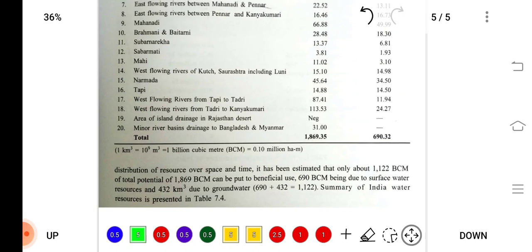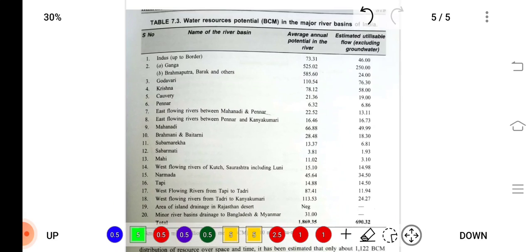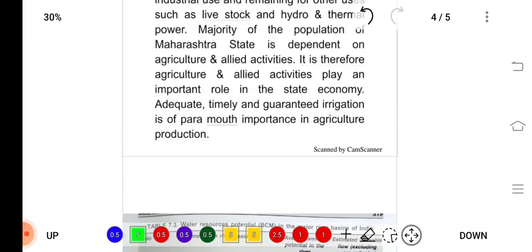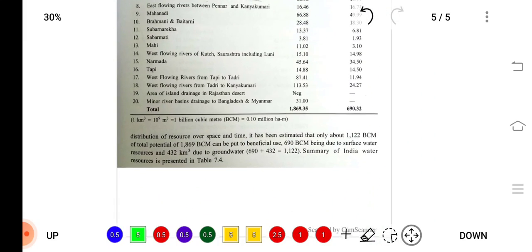So I hope all of you understand what the resources are, and what the situations are over India and Maharashtra.